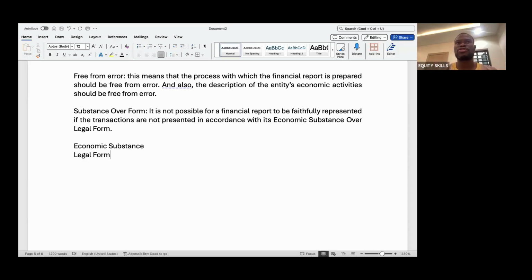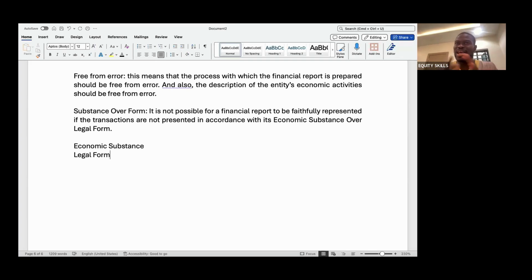So when you have a transaction, like you go out to buy an asset, right? The economic reality is that you own an asset that you control now, that you're going to use for your activities and will make money for you. And you have paid. That's the economic reality. The legal form is that legally you own an asset.